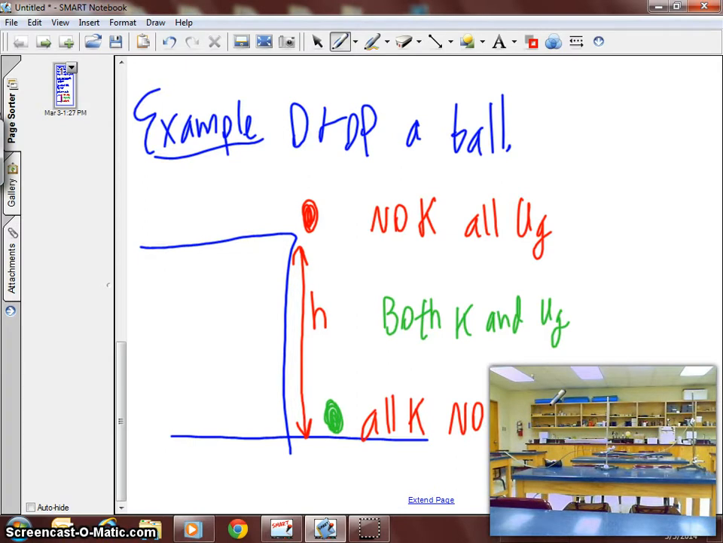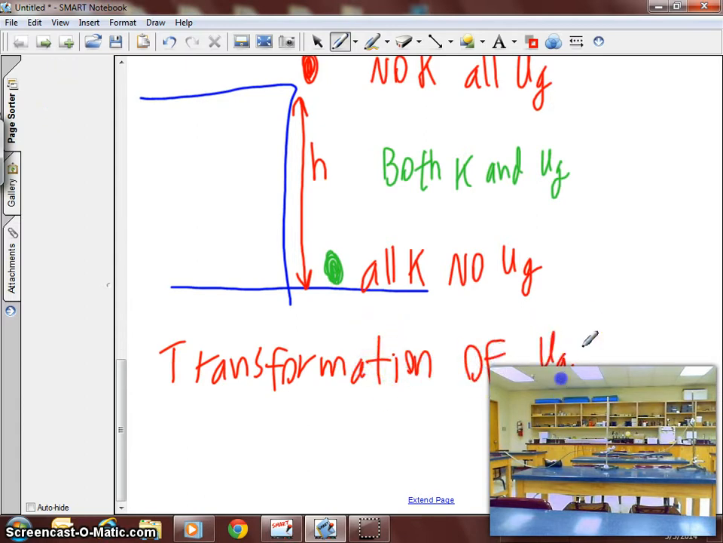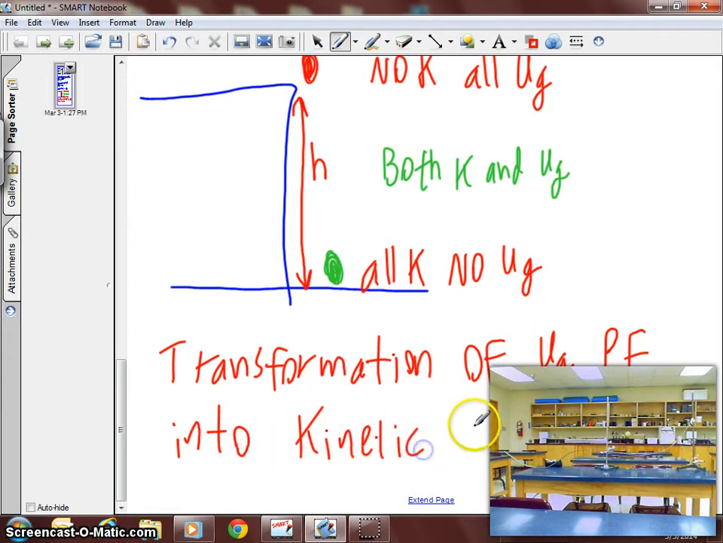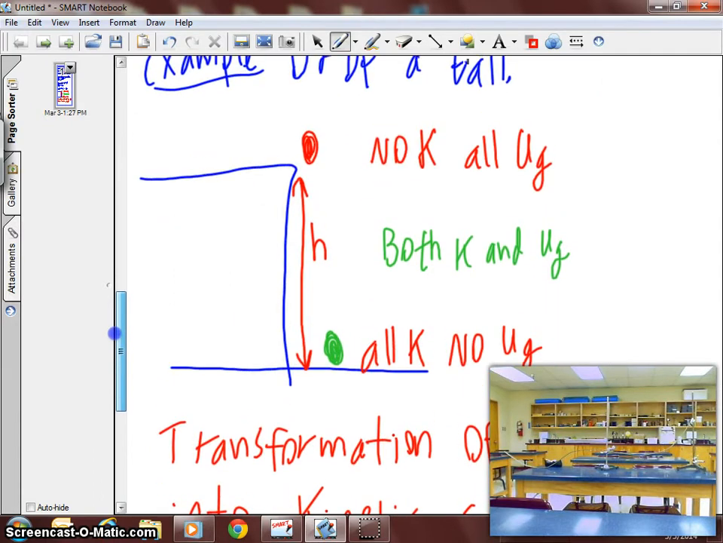So this is the transformation of mechanical energy from gravitational potential energy into kinetic. So we have a transformation of pure gravitational potential energy into kinetic energy. Let us look at another demonstration of this transformation.